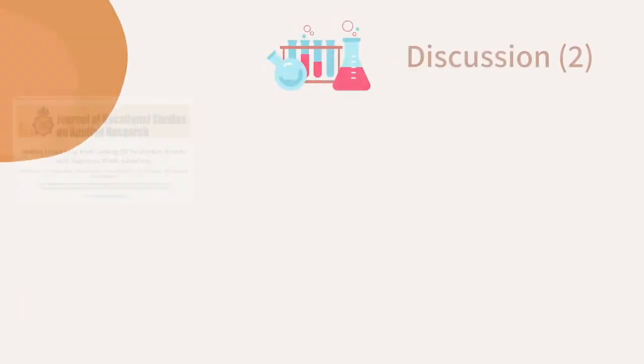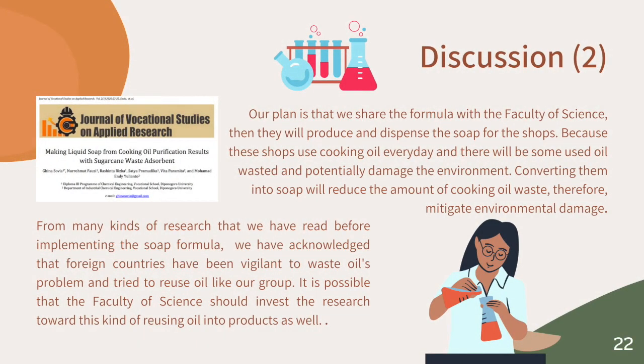Discussion 2. Our plan is that we share the formula with the Faculty of Science, then they will produce and dispense the soap for the shops. Because these shops use cooking oil every day, there will be some used oil wasted and potentially damage the environment. Converting them into soap will reduce the amount of cooking oil waste, therefore mitigating environmental damage.